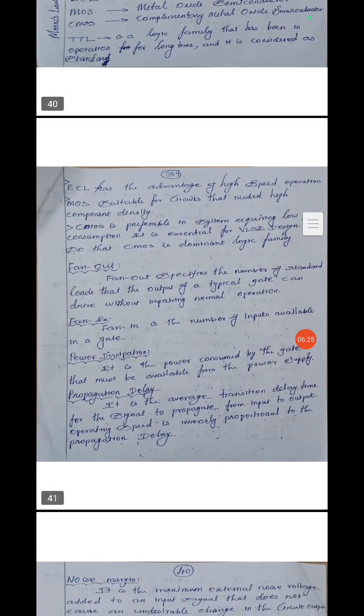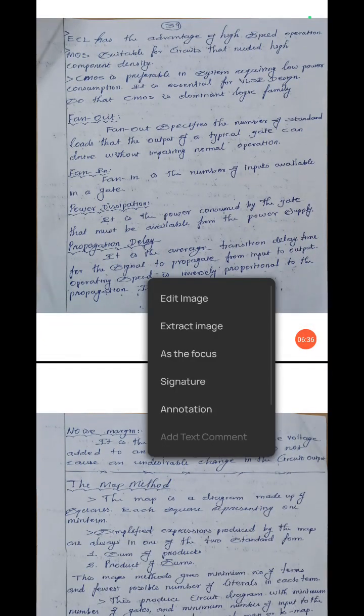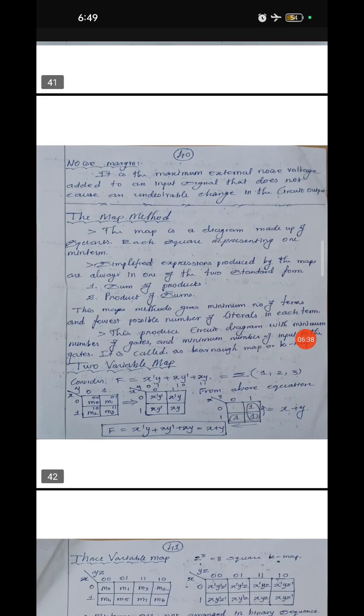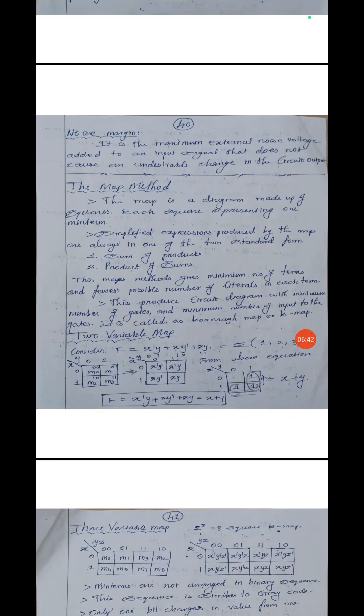Okay, what are they? Then another important question is what is fan out, what is fan in, then what is power dissipation, then what is propagation delay. These are the important questions. Then noise margin also. Okay, what is noise margin? These are the important questions from unit 2.